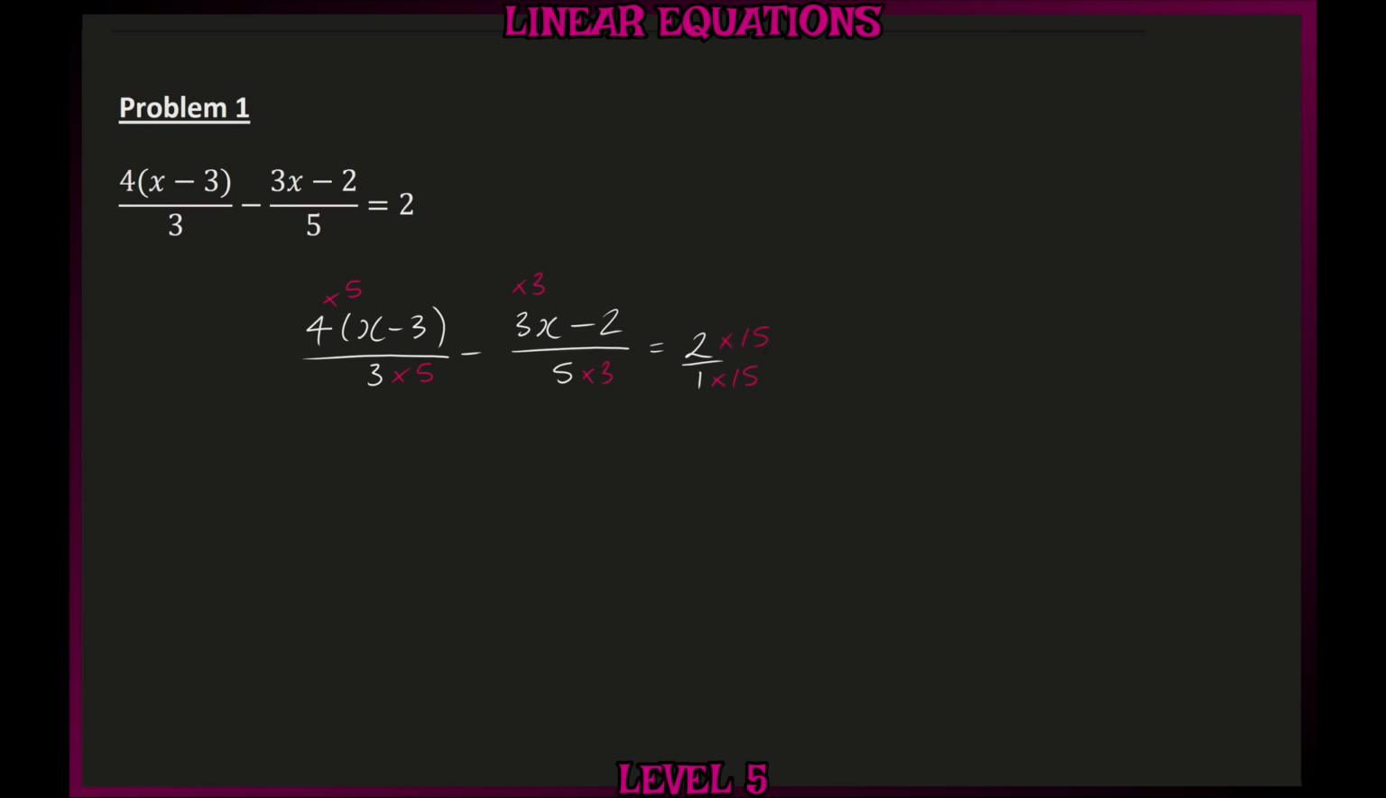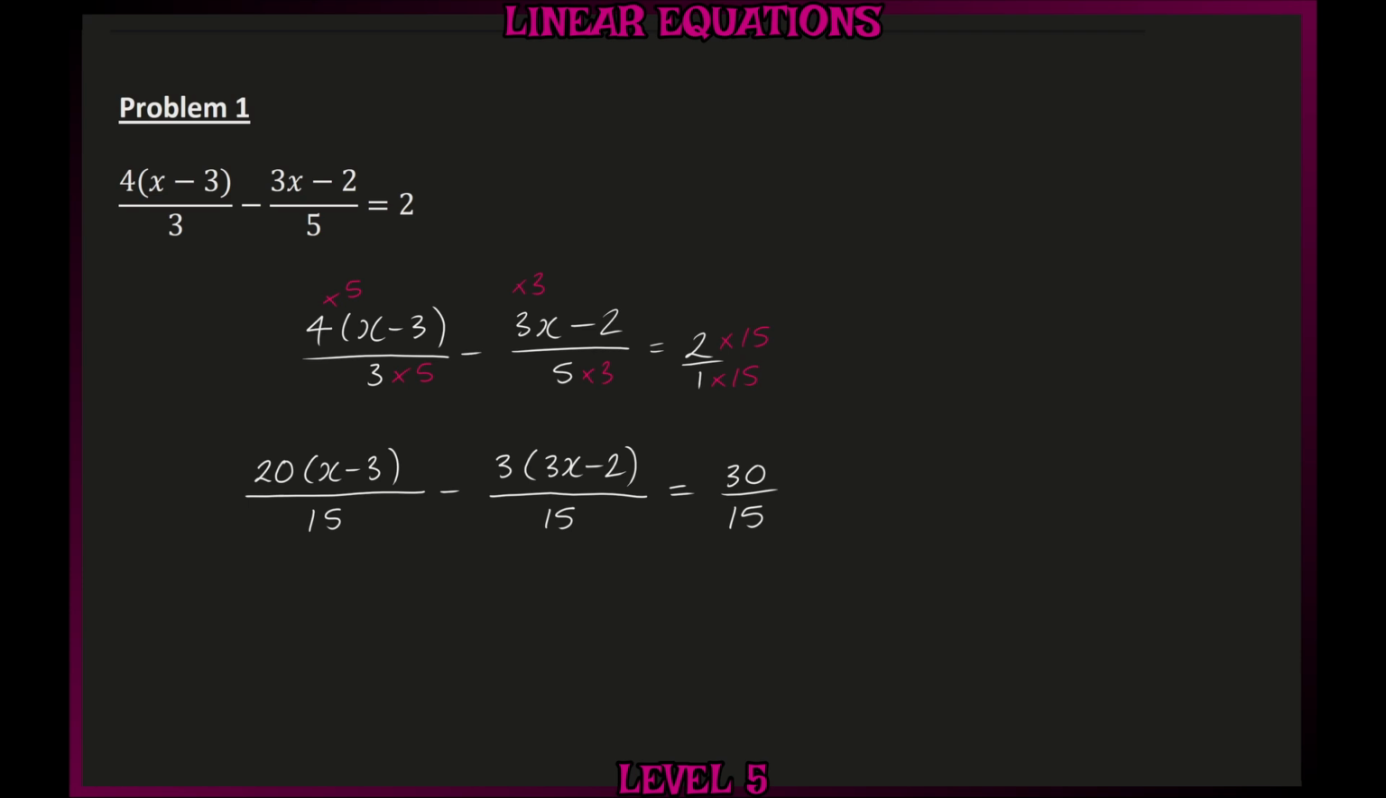So going back to the left and looking at the numerator, we can multiply 4 by 5, which gives us 20 times x minus 3, divided by 3 times 5, which is 15, minus, and looking at the numerator of the second fraction, we need to make sure that we multiply everything by 3, so we can write it as 3 times 3x minus 2 in brackets, and the denominator is 5 times 3, which is 15, and on the right, 2 times 15 is 30, and 1 times 15 is 15.